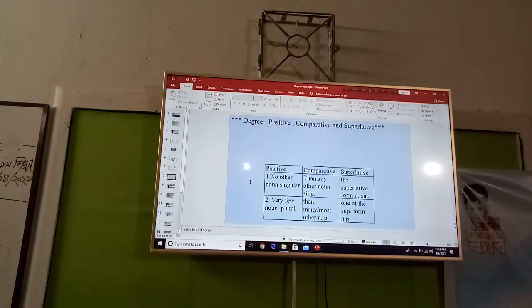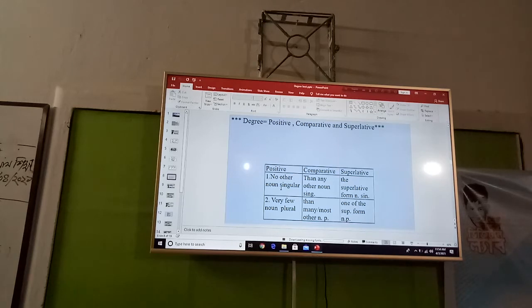Dear students, degree is of three kinds, that means positive, comparative and superlative. Here you find a chart. And in this chart, you find that there are two rules, that means number one rule and number two rule. Dear students, read the two rules very carefully. And if you are able to understand these rules, you will be able to answer all kinds of degrees in your exam.